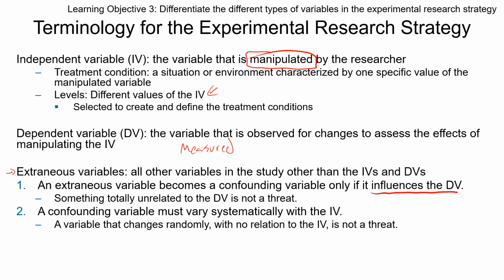So when we do have confounding variables, what we want to do is make sure that these variables vary systematically with the independent variable. So it's a variable that changes randomly with no relation to the independent variable. If it does that, it's not a threat. Let's say gender does affect our dependent variable. So we've got an extraneous variable that does influence the dependent variable.